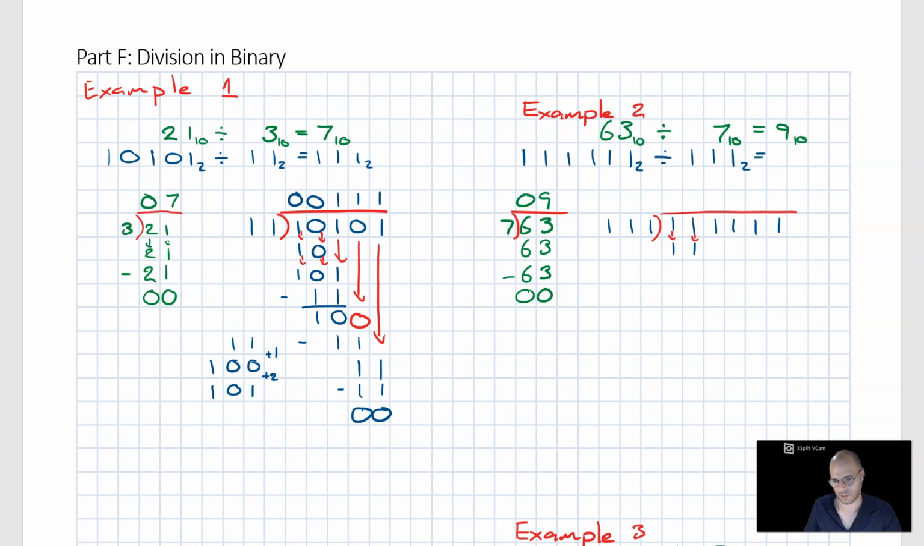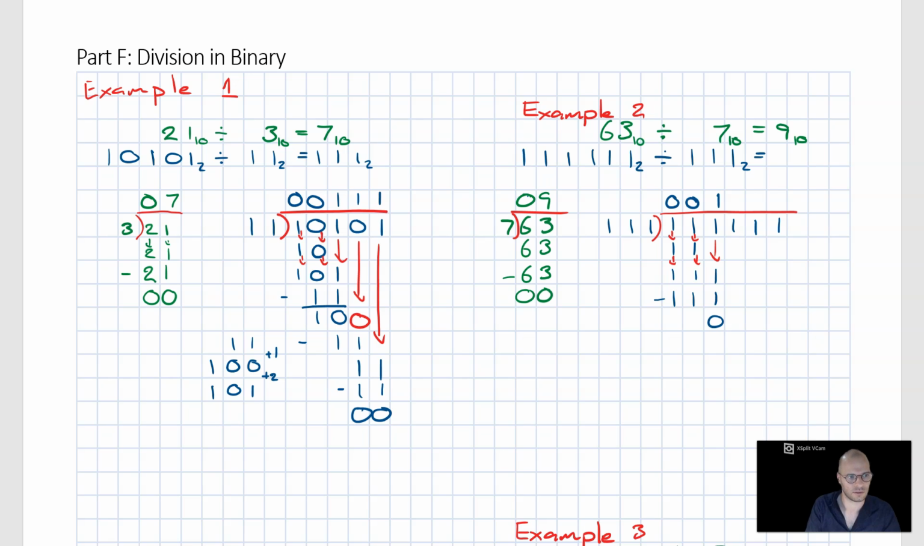Does 111 fit into 11? No, it does not. So we have to drag down once again. Now we ask ourselves, does 111 fit into 111? And the answer is yes, it does. So we're going to go 111, take, that's going to be 0, and we're going to get 001 up here. I should have been adding these zeros.